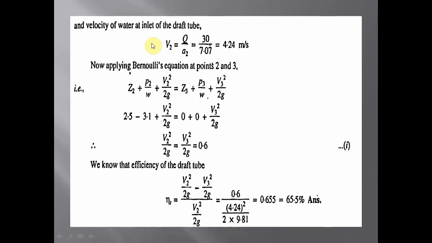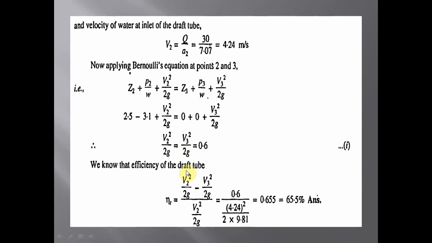And the velocity of water at the inlet of the draft tube, V2 = Q upon A2, that is 30 divided by 7.07, that is 4.24 meters per second. Now applying Bernoulli's equation at points 2 and 3: Z2 + P2/W + V2²/2g = Z3 + P3/W + V3²/2g. Z2 is 2.5, P2/W is equal to 3.1, P3/W is equal to 0, and V2²/2g minus V3²/2g is equal to 0.6.